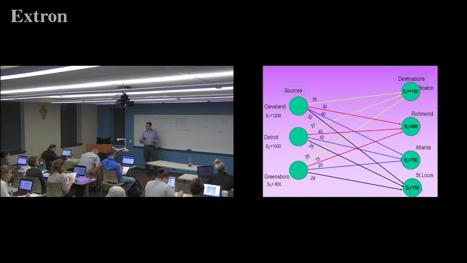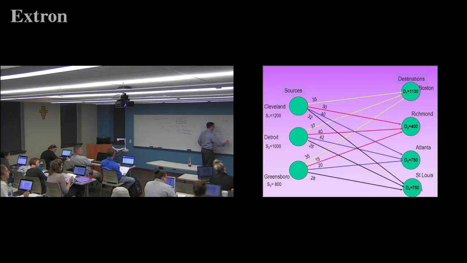Does that make sense? I would need one for Richmond. I'm not going to do all these, but for Richmond, I would say, well, what's coming into Richmond? Well, X12 plus X22 plus X32 have to equal 400. So how many demand constraints would I have? In this case, I would have 4, right? So I'd have 2 other demand constraints. I'd have one for Atlanta, which is 750. You guys get the gist of how I write those. And I'd have one for St. Louis, which is 750, and you get the gist. So that's 4 constraints there. That's number 1.